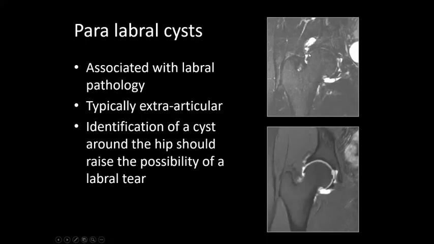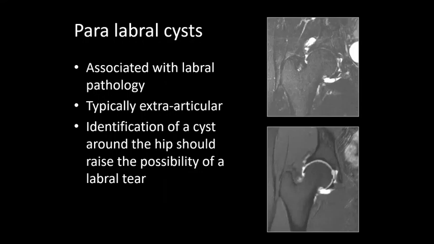Paralabral cysts are a secondary feature of labral pathology and labral tears, and we see them on the coronal T2 fat saturated sequence. It's quite important that we detect paralabral cysts because they can grow really large and they can be symptomatic. And the problem with paralabral cysts is that when orthopedic surgeons perform arthroscopy of the hip joints, they may not be able to see paralabral cysts because they just look within the joint capsule and they have really no way of knowing if there is an extra-articular paralabral cyst.